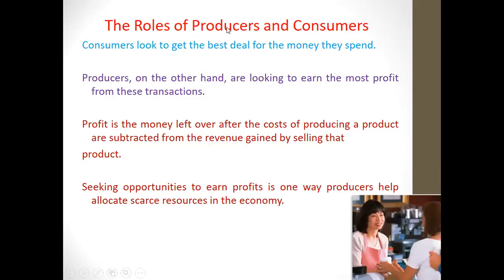The role of the producers and consumers. Ambos tienen un rol en este sistema económico. The consumers look to get the best deal for the money they spend.